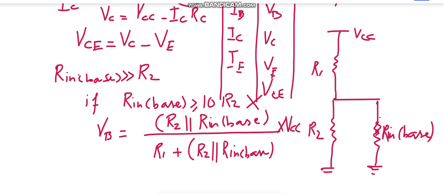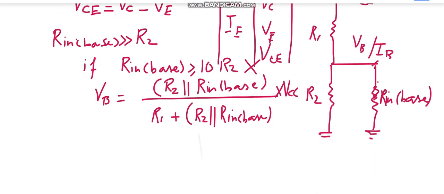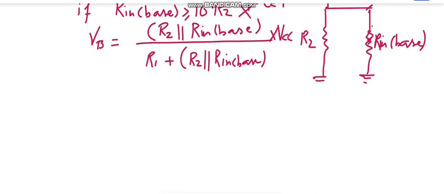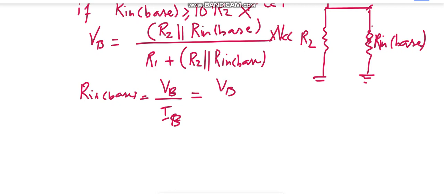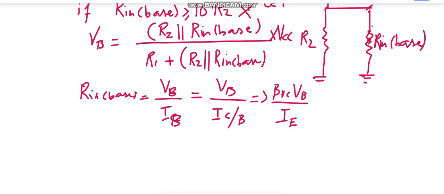And what's the value of R in base? That should be equal to VB over IB. So let's just do it. R in base is VB over IB, and we know that IB is equal to IC over beta. So this becomes beta DC times VB divided by IE or IC. Both are equal, that's why.